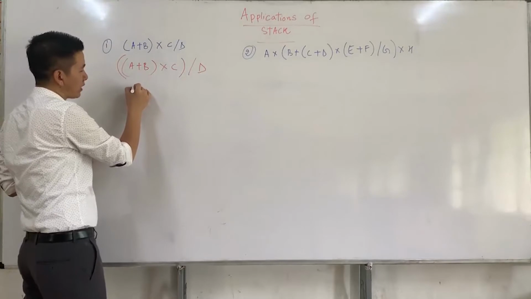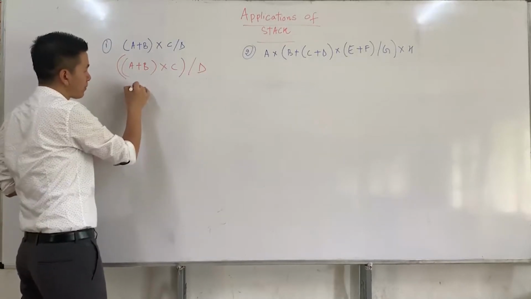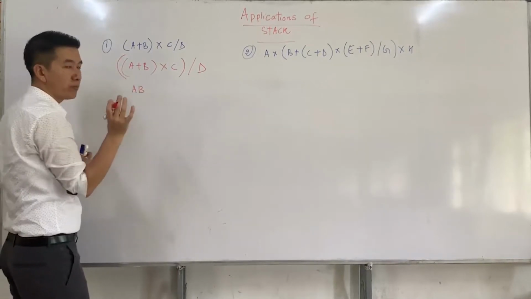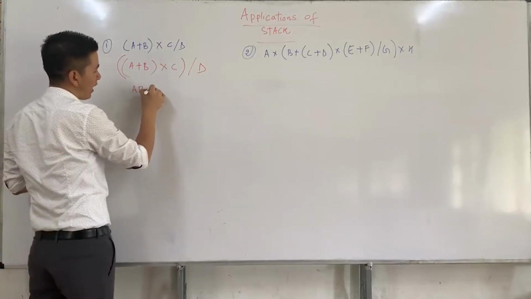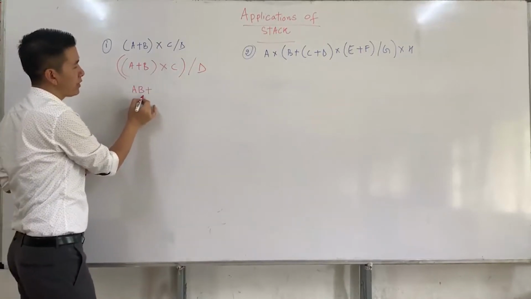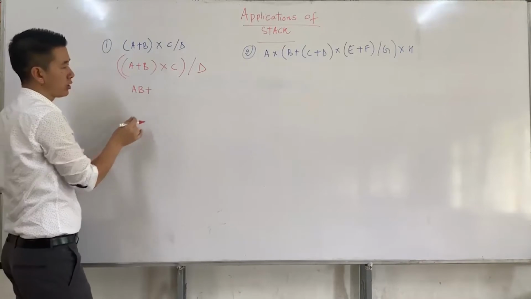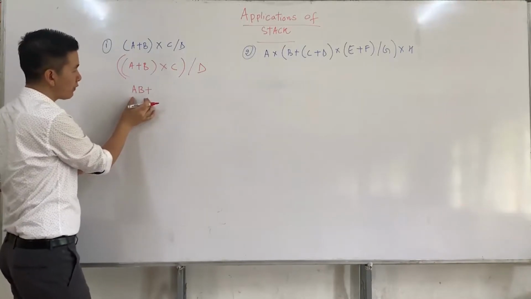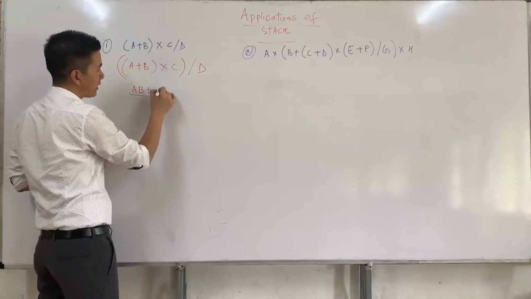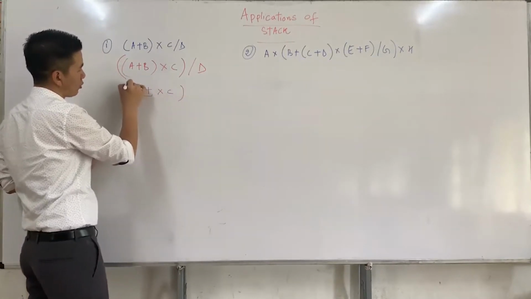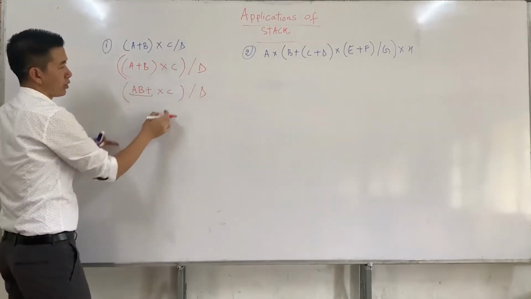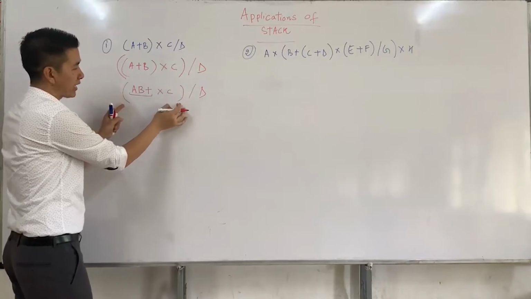So A plus B will be converted to, since it's postfix, operands will have to be combined first, and then you will have the operator. So A plus B will be converted to AB plus. This is called the postfix. And then you have, now this will be one element, and then into C. You now have this. Now the next step will be, this now will be the second in line.